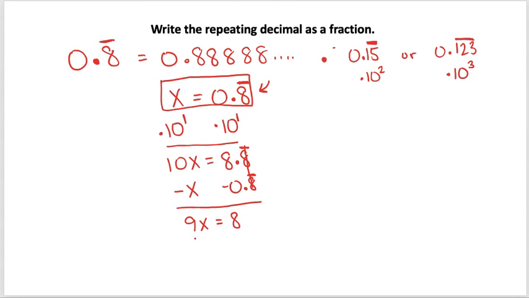My last step then is to divide both sides by 9 to get x by itself, and I'm left with x is equal to 8 over 9. One way that you can check your work to see that you've done it correctly is to simply put 8 divided by 9 in your calculator, and you're going to see 0.8 repeating as your answer.